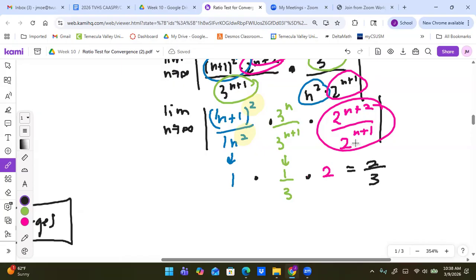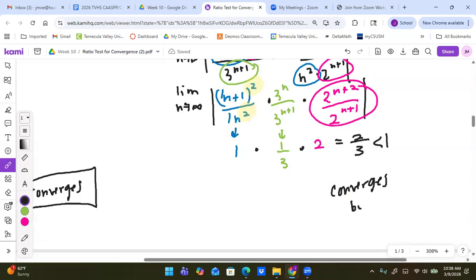Okay, after we've done the limit, is the limit greater than 1 or less than 1? That's the next question you ask yourself. Less than 1. Converges by ratio test. What's your question, Hayden?